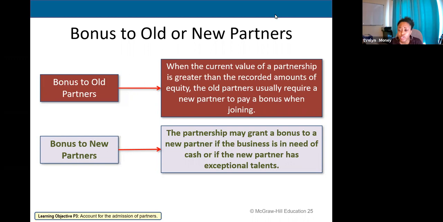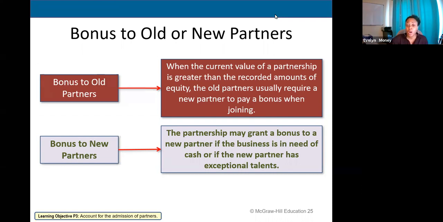When a bonus is paid to the old partners, what that means is that the business is worth more than what's on the books. And having someone come in, we have to ask them to bring in more money than the investment that they will receive, because the value of our partnership is worth more than what the books actually say. So in other words, the old partners are like, I'm doing you a favor by letting you come into my business, so you have to pay me a bonus.